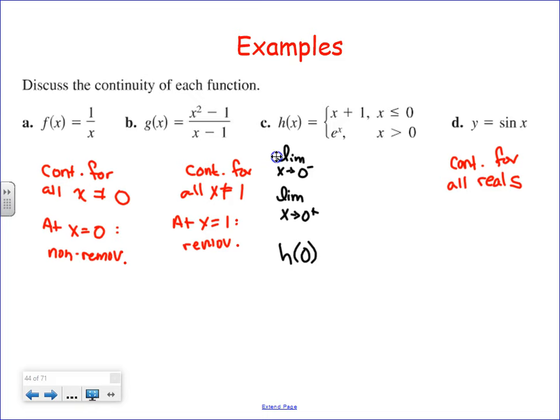I want you guys to look at that piecewise function and think. If I was coming from below 0, which piece would I plug into? And write that function next to that limit. And if I'm coming to 0 from above, which piece am I plugging into? And write that part of the function next to that limit. Ready, set, go.